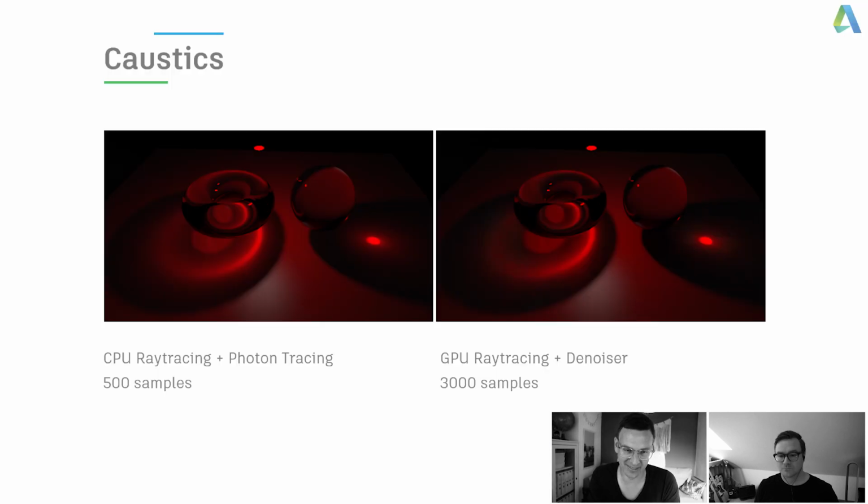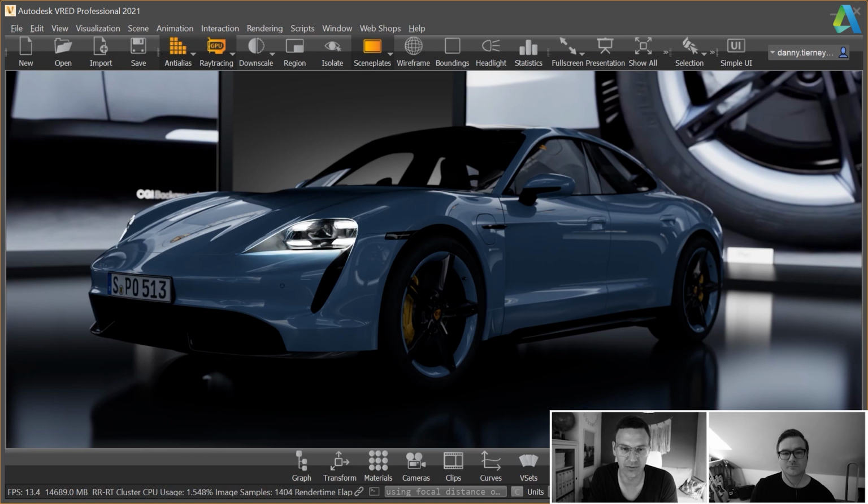We made some tests where we used photon tracing examples in CPU rendering, and we compared it with the GPU ray tracing, and the results in the end were very, very similar. But obviously we need a lot more samples when working with GPU ray tracing instead of working with photon tracing. So photon tracing is not yet implemented into GPU ray tracing, but if you just use more samples, you will achieve similar effects as well.